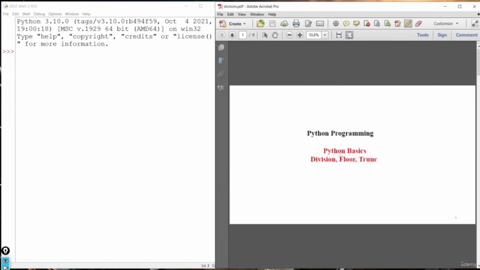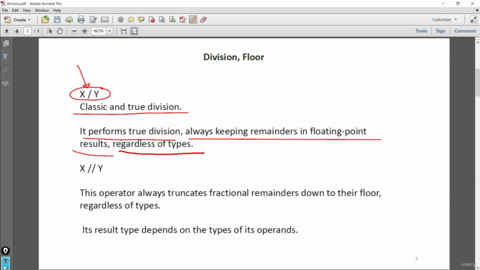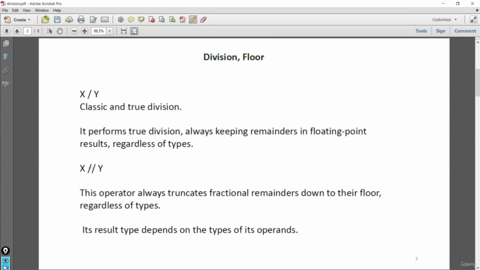In this lecture, I will explain division, floor, and truncation operations in Python programming. Let's see division and floor first. Division is performed using the slash symbol here. x/y is the classic true division. It performs classical division and it keeps remainders in the floating point result regardless of the types. If you use a double slash like this, in this case we have floor division. This is also called floor division. The previous is classical division.